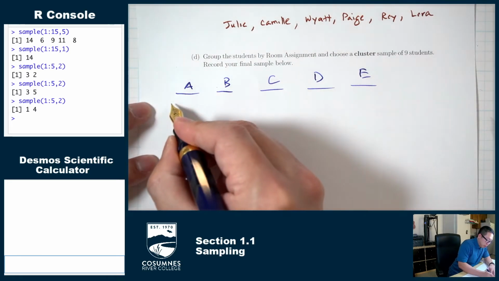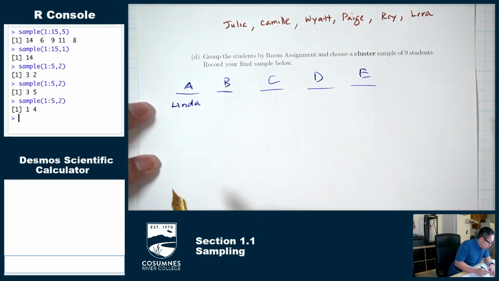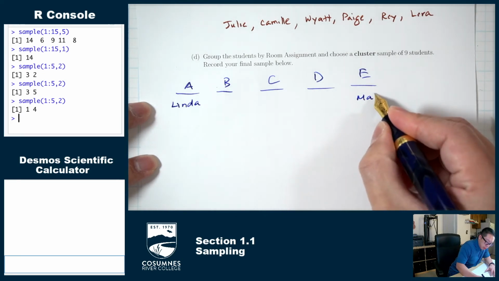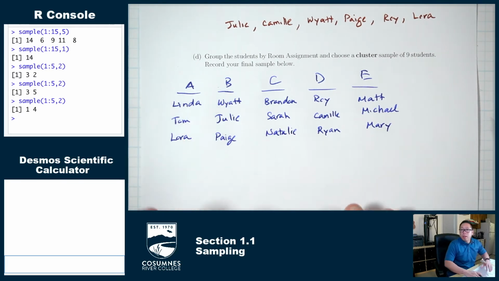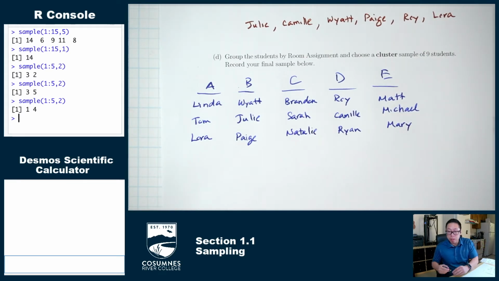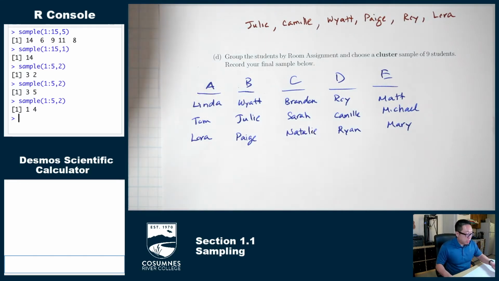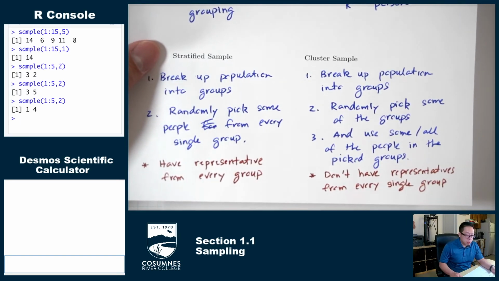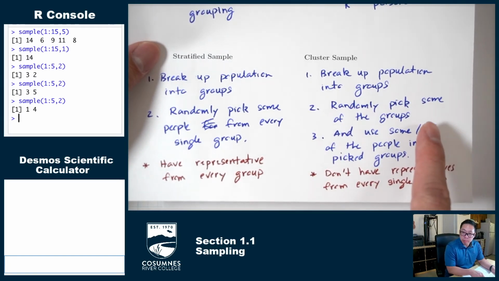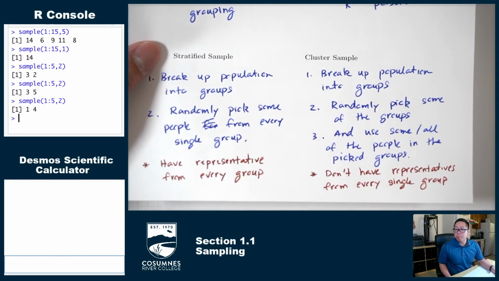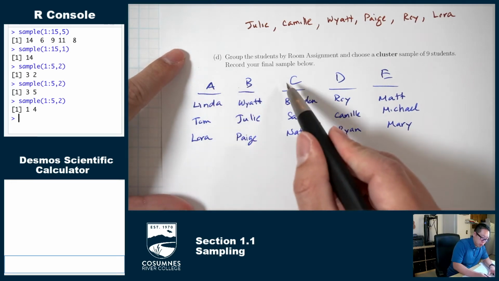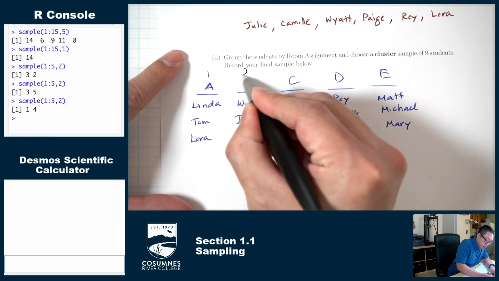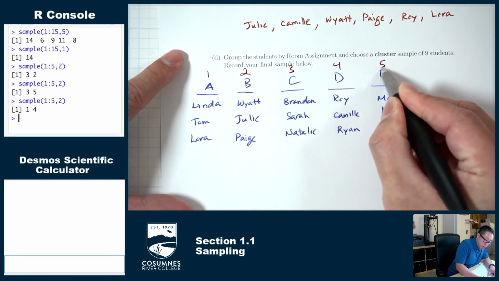Okay, Linda is room A. Matt is room E. Okay, I broke up the population into groups by their room numbers. And then now we're going to do a cluster sample. So now I'm going to pick some of those groups and then just use the people in those picked groups. I'm going to pick the groups here. So there's 1 group, 2 groups, 3 groups, 4 groups, 5 groups. So this is 1, 2, 3, 4, 5.